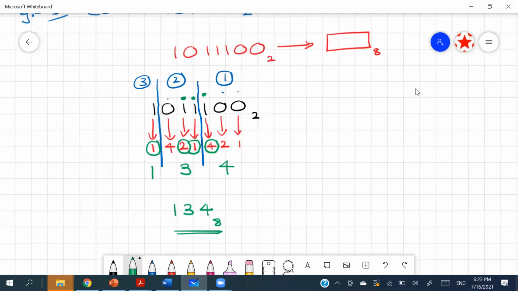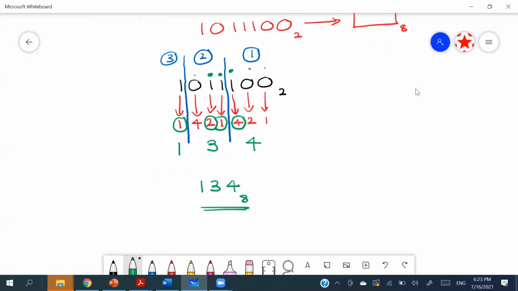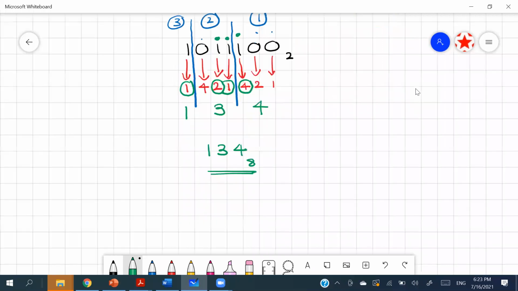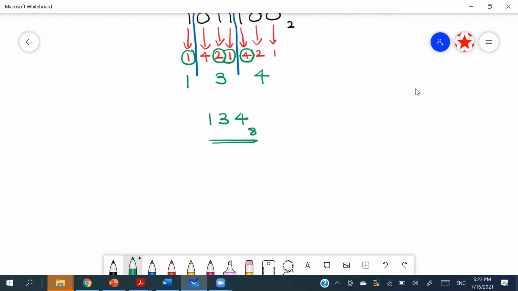Right. So now we separate this particular binary value into groups of 3 bits, because 8 equals 2 to the power 3. When 16 equals 2 to the power 4, we separate a binary value into groups of 4 bits when converting binary into hexadecimal. So the second example is about the hexadecimal conversion. So here we go. Example number 2.